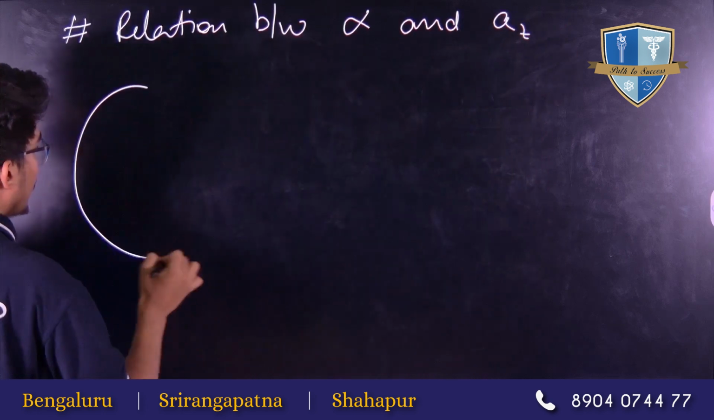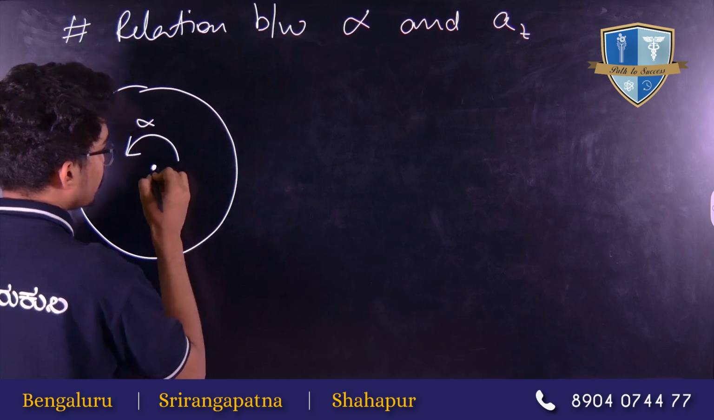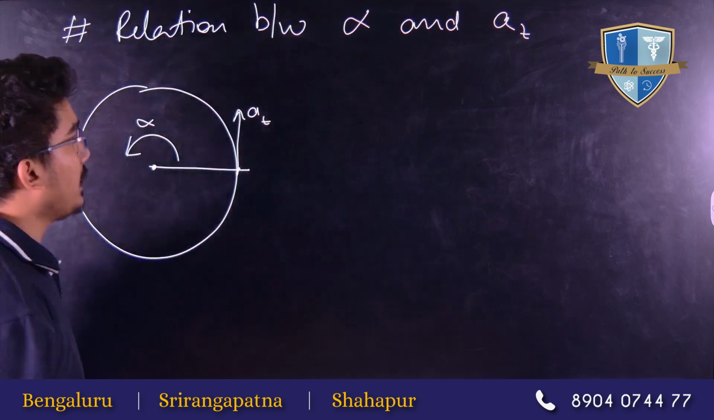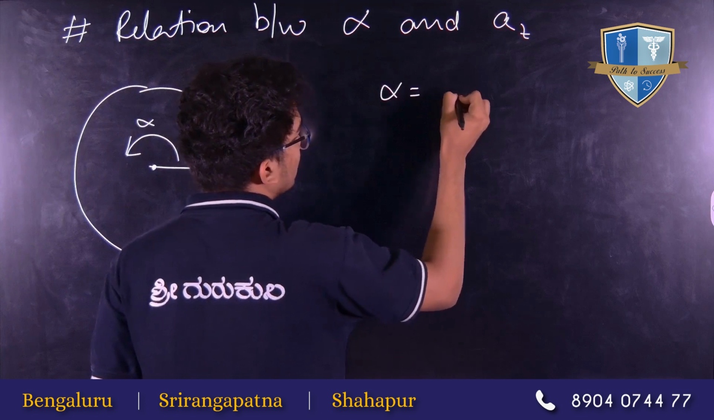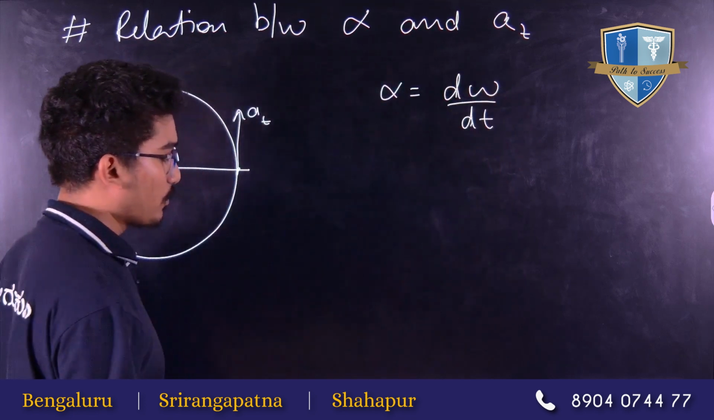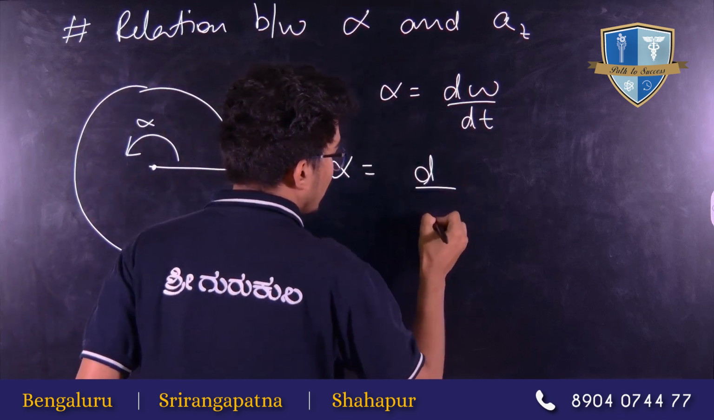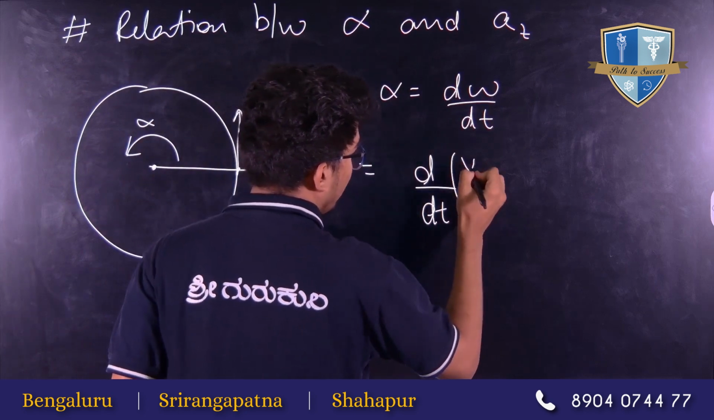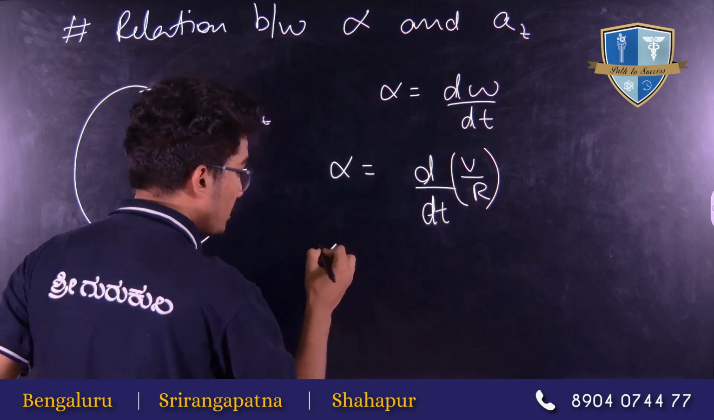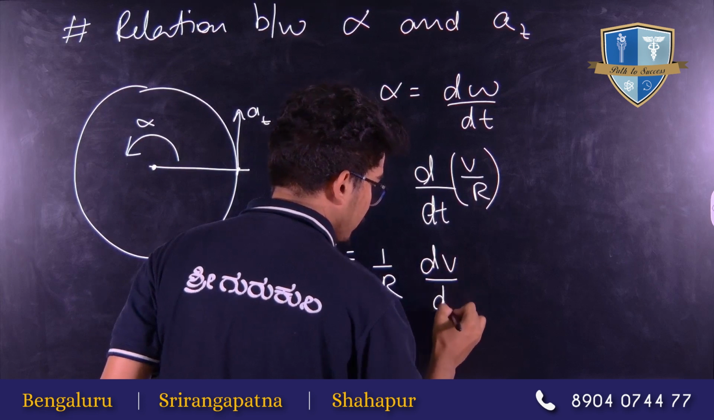So if this is the circle, what's the relation between this angular acceleration alpha and this tangential acceleration at? We know that alpha is equal to d omega by dt, and omega, we just proved, is v by r. So alpha is equal to d by dt of v by r, and 1 upon r, for a particular circle the radius will remain the same. So alpha will become 1 upon r dv by dt.